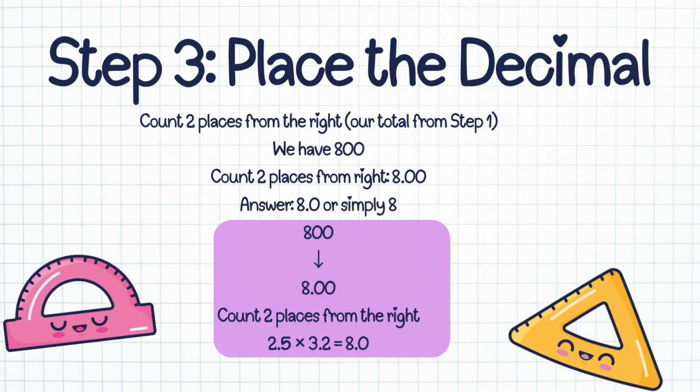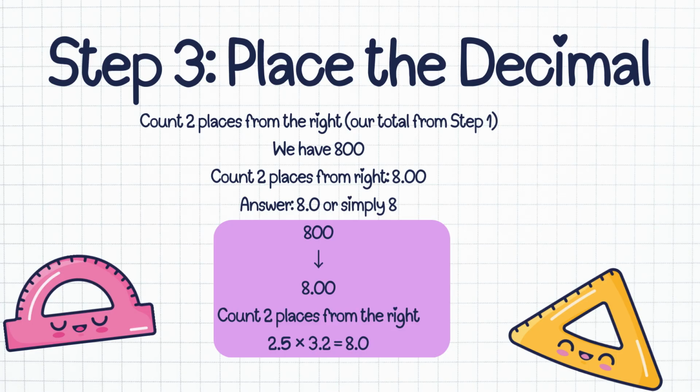This is the magic moment. Remember back in step 1 when we counted 2 decimal places? Now we use that number. We have 800. Starting from the right side, count 2 places to the left. Place your decimal point right there. 800 becomes 8.00, which we can simplify to just 8.0 or simply 8. And that's your answer. 2.5 times 3.2 equals 8.